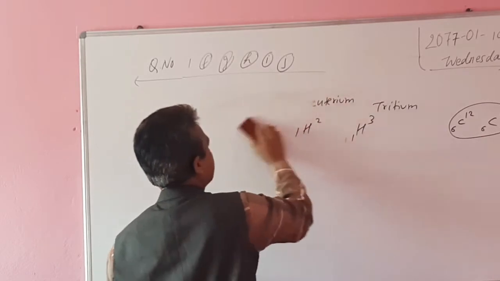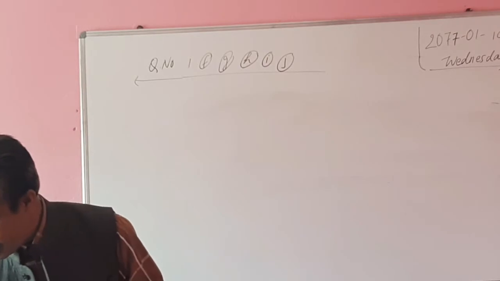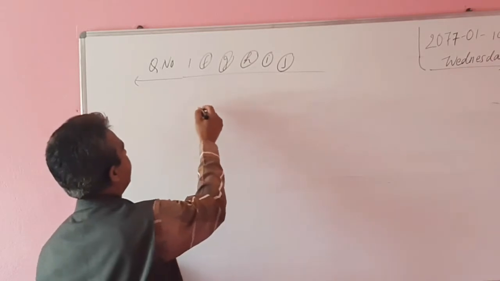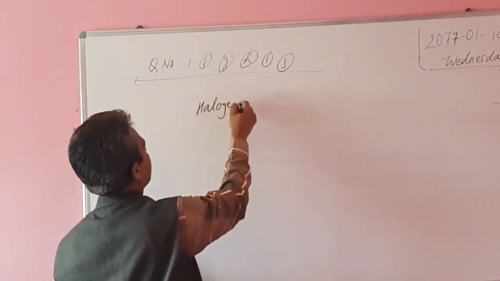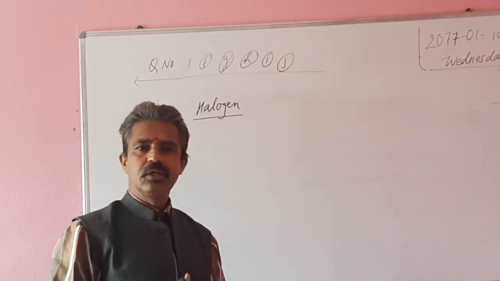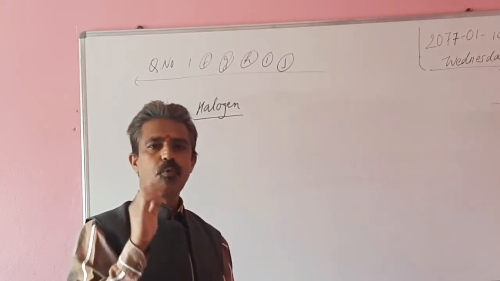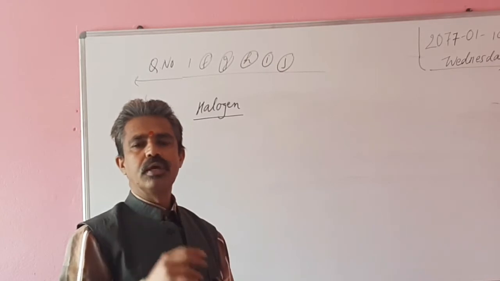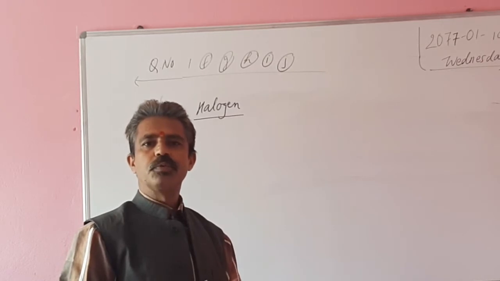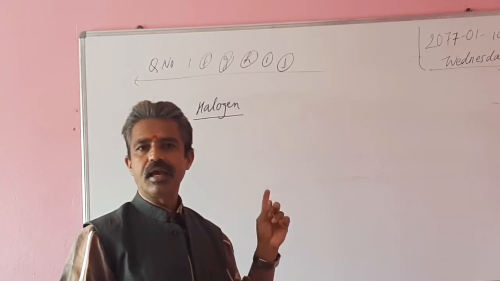Next question. Let me check what is there. The question is, what is halogen? Halogen. We have already discussed. Groups of some elements are named differently, like group 1A, alkali metals, 2A, alkaline earth metals, group 0, inert gases, and group 7A, halogens.